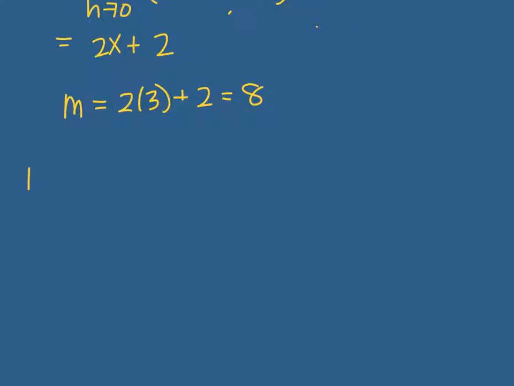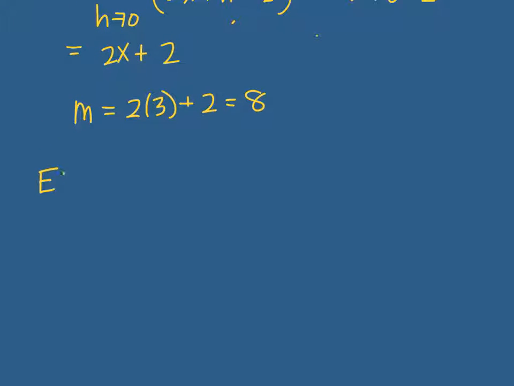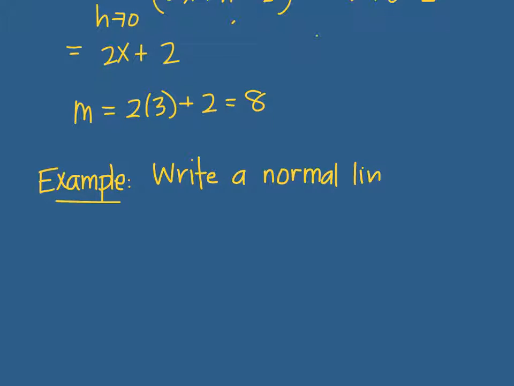All right, let's suppose the same example, this is going to be the example continued. Write a normal line. Now in math, normal doesn't mean like regular people, normal people. What does normal mean? Not tangent. It doesn't mean secant either. It means perpendicular, right? Normal means perpendicular.